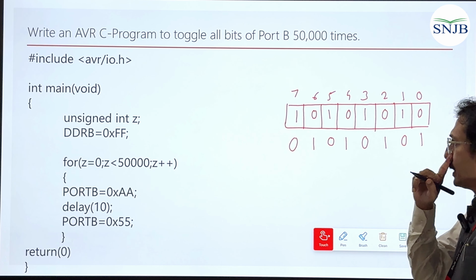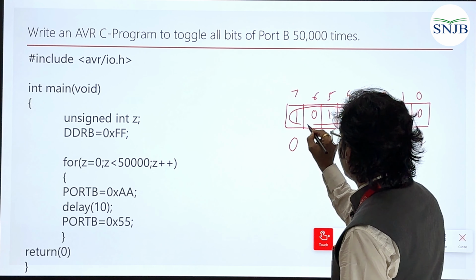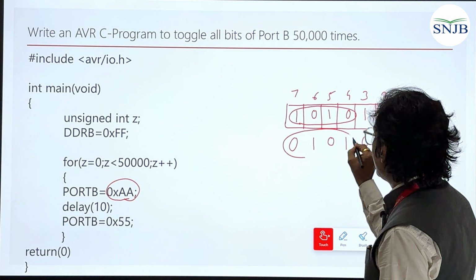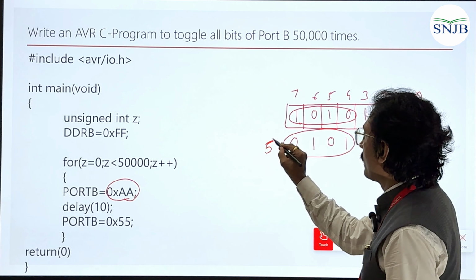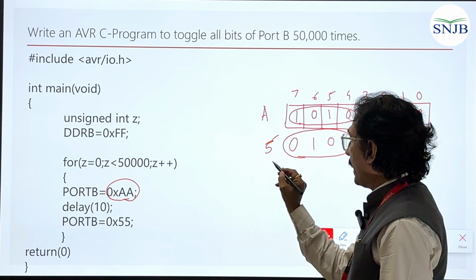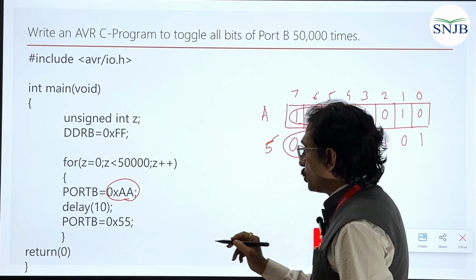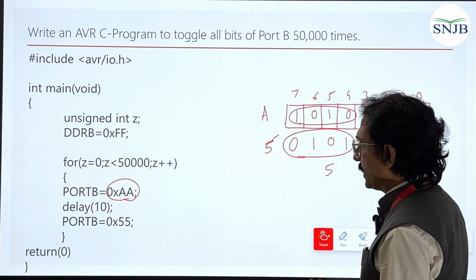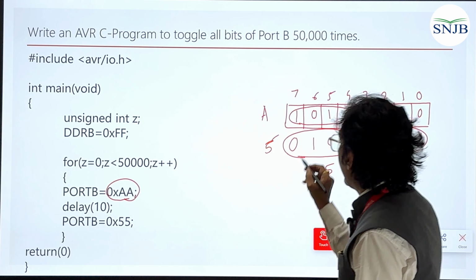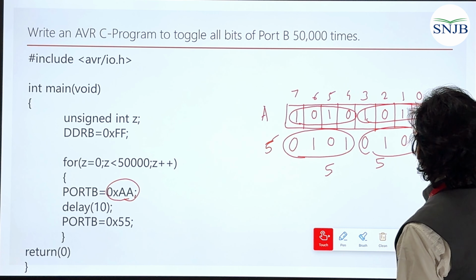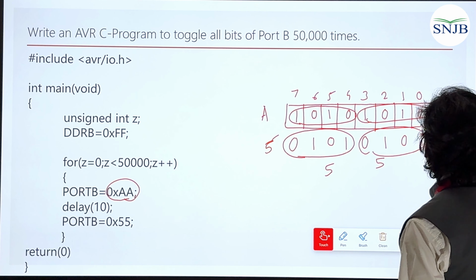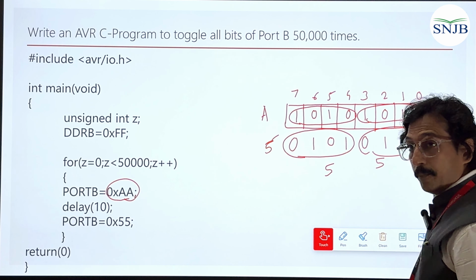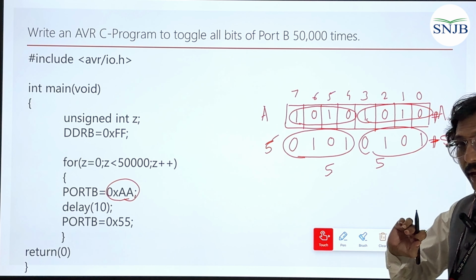Okay, that's why here you can see that these are the 4 bits: 1 0 1 0 is capital A, and 0 1 0 1 is 5. This is capital A in hexadecimal and this is 5 in hexadecimal. So that's why 0x55 and this is capital A. Toggling means you send AA to the port B or you send 55 to the port B after some delay.